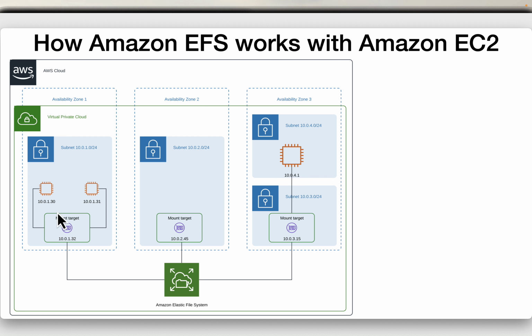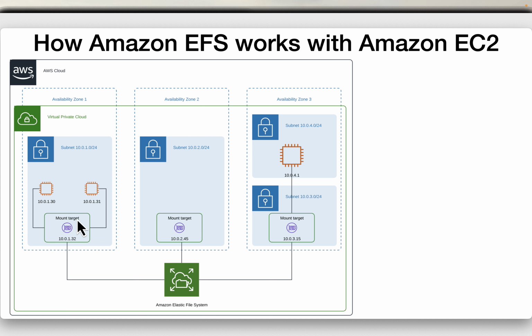So you can see in AZ1 there is a mount target, and it is recommended that you access the file system from a mount target within the same AZ. Here, for performance and cost reasons, one of the AZs, AZ3, has 2 subnets. But in the whole availability zone, there will be only one mount target, and these 2 subnets will share that mount target. So this one is also accessing it, and this one is also accessing it. So EC2 instances will be sharing the same mount target in one AZ.